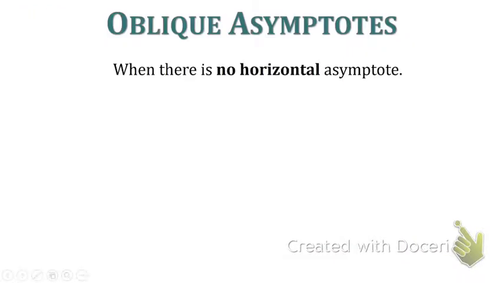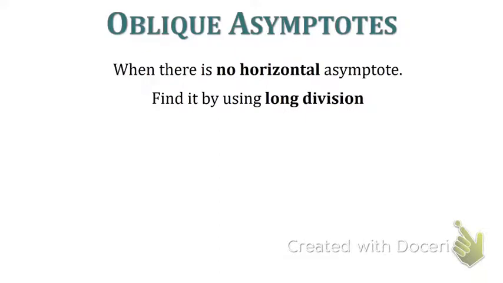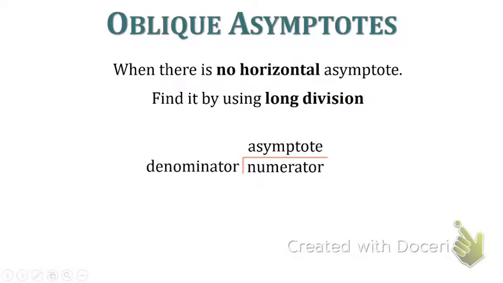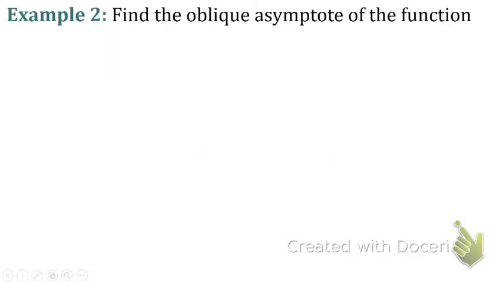When there is no horizontal asymptote, that's when you have an oblique asymptote. You may also hear it referred to as a slant asymptote. You're going to find it by using long division, and long division is your numerator divided by your denominator. And then your answer is going to be your asymptote. So let's look at an example of finding the oblique asymptote of the function f of x equals x squared minus 4 all over x minus 1.